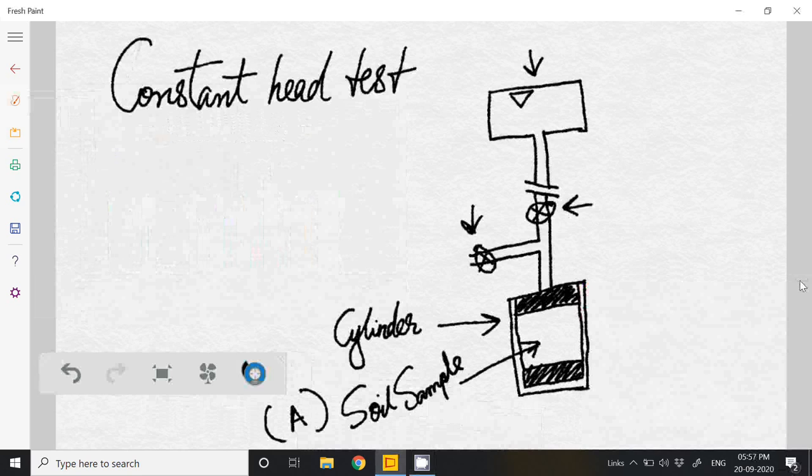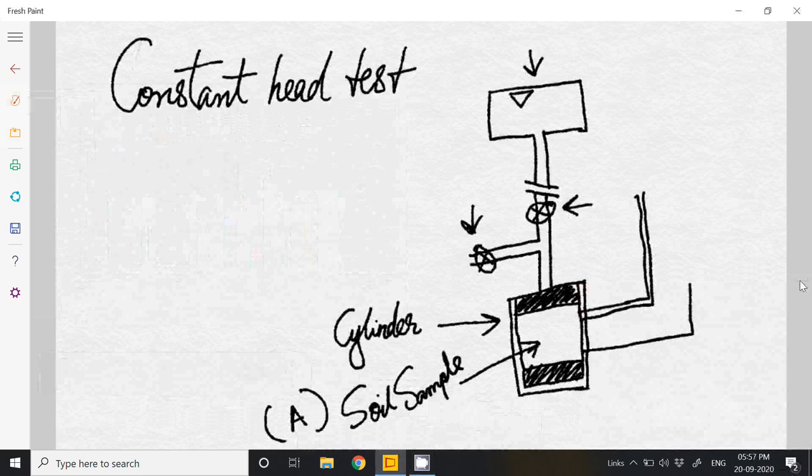Okay, then next one is since the water is falling, so if we keep two manometers here, we keep two manometers. First manometer we keep here and the next manometer we keep here. So manometers are used to find out the heads.